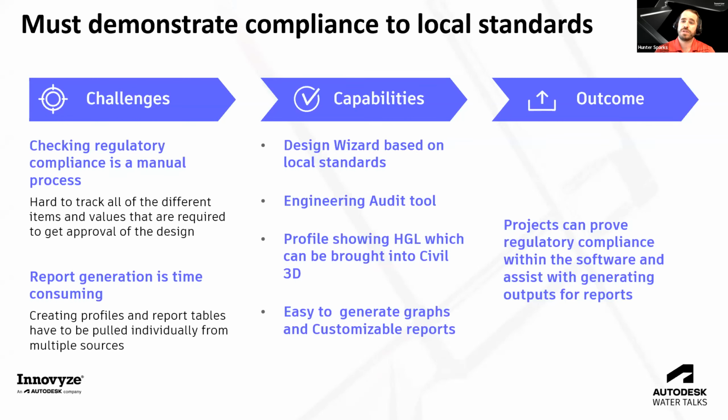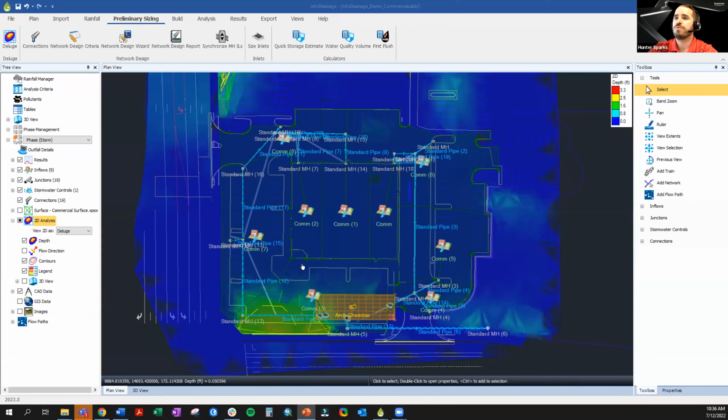And you can actually pull out those profiles as images, PDFs, or you can export them as CAD files and open them up in Civil 3D. And then you also have the easy report generation. So engineers are able to decrease the time it takes to show compliance and generate the reports to submit to the local municipalities. And so we will go ahead and switch over one last time to InfoDrainage.